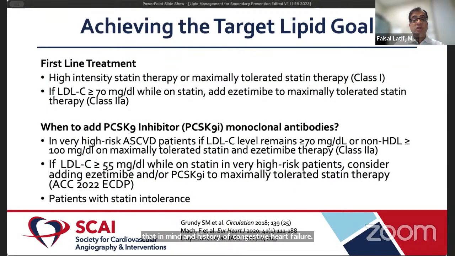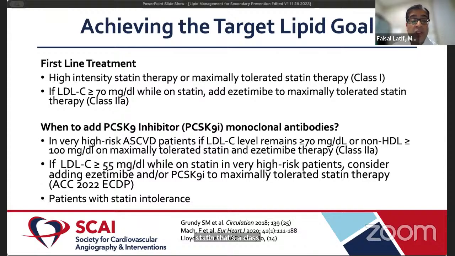So the first-line treatment to achieve the target LDL goal is to use a high-intensity statin therapy, or at least maximally tolerated statin therapy. That's a class 1 indication based on guidelines. If LDL is greater than 70 while on a statin, as a first line, add ezetimibe to the maximally tolerated statin. That's a class 2A indication.